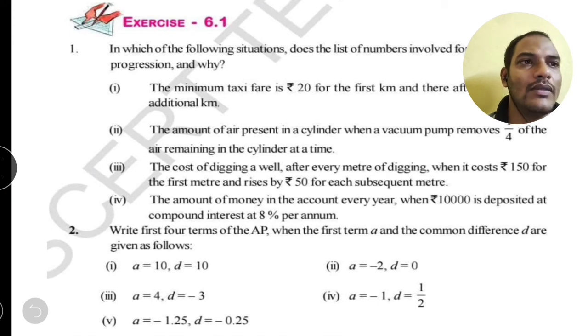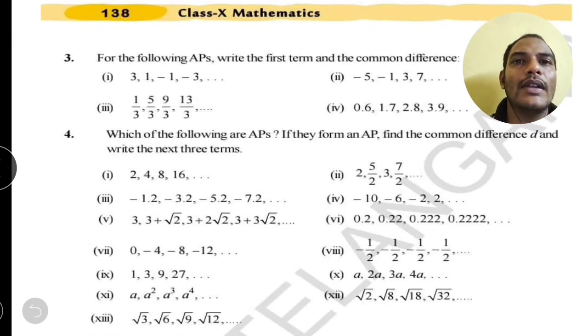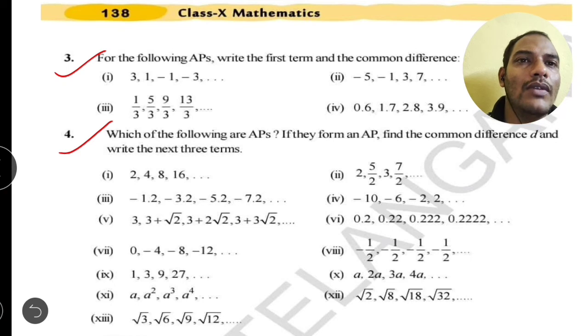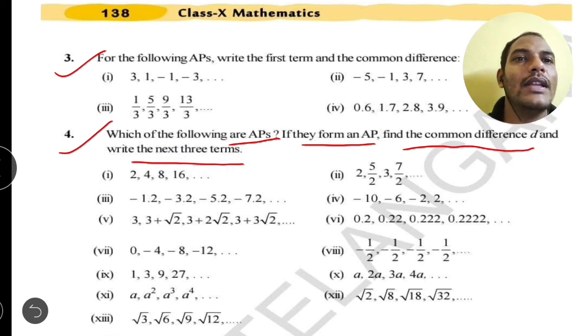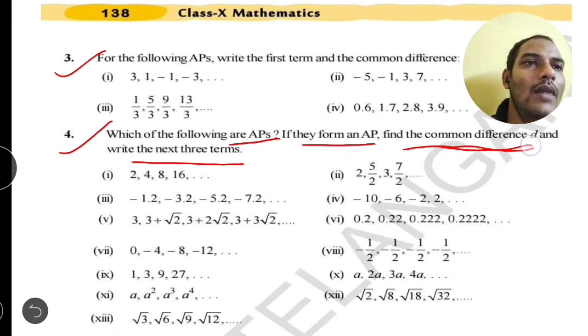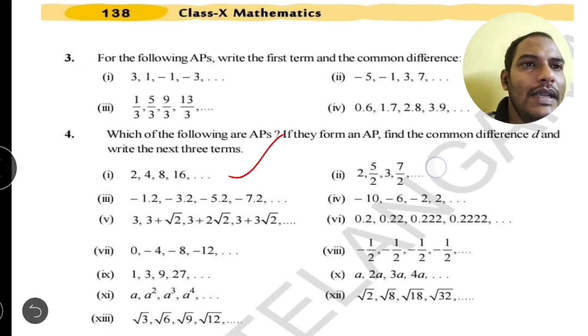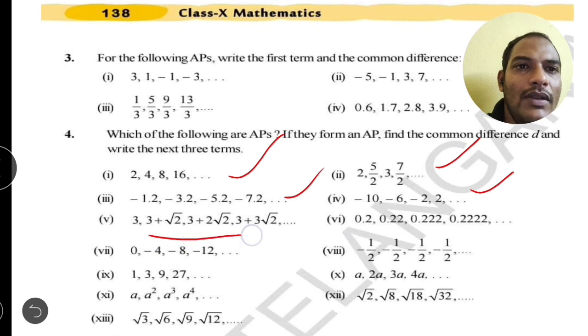Now let's go to the exercise. The first bit is a word problem, the second bit is already completed, and the third bit is also completed. The fourth bit is the same as example 2: which of the following are APs? If they form an AP, find the common difference d and write the next 3 terms. So the first, second, third and fourth problems are homework. Now I will explain the fifth problem.